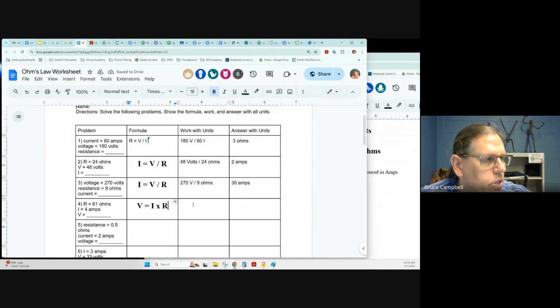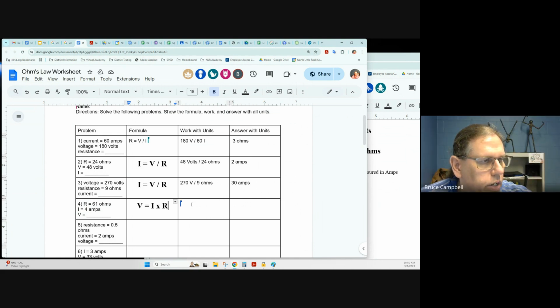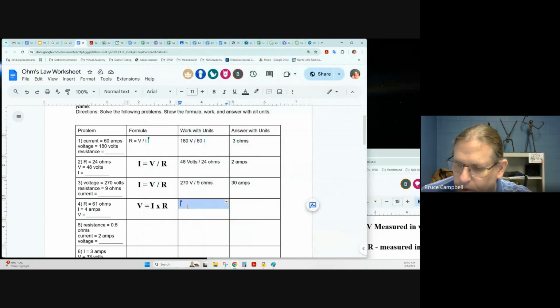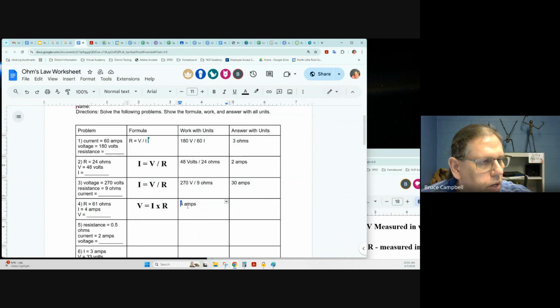So let's put our numbers in, right? How many I's do we have? What is our I over here? 4 amps, right? 61 ohms. And what are we doing with them? Multiplying, I would think. And you said 61 ohms, right?